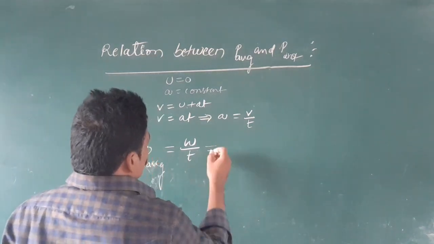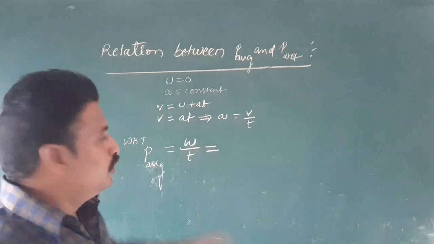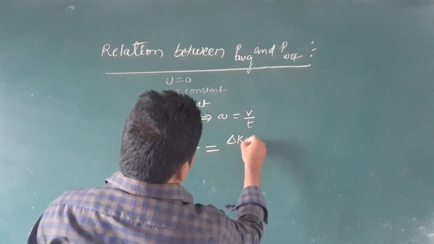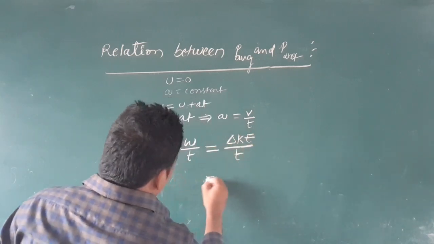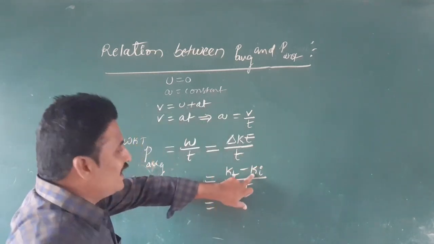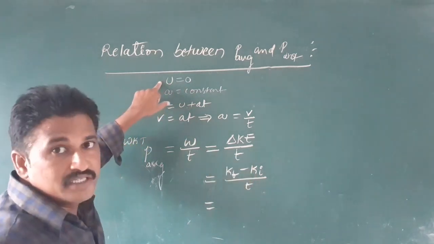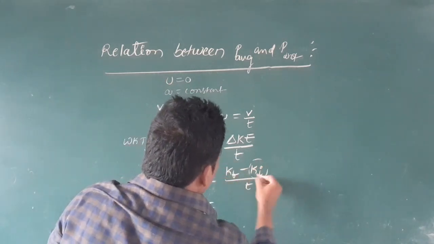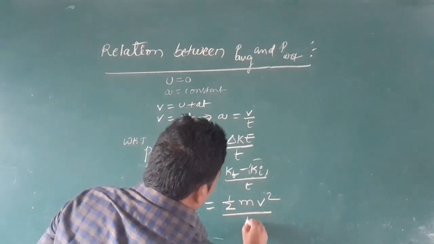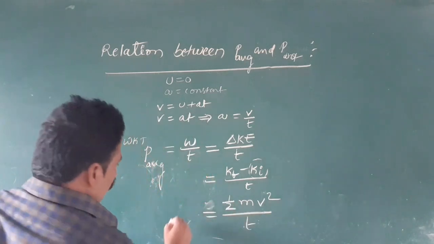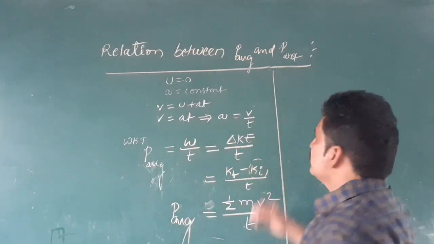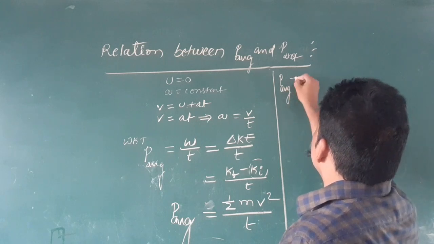From this, work done by the force acting on the object is equal to the change in kinetic energy, divided by time. From this, we can write K final minus K initial by t. Here students, K initial is 0 because initial velocity is 0. So we can write K final, that is half m v square, whole by t. What is this students? P average.